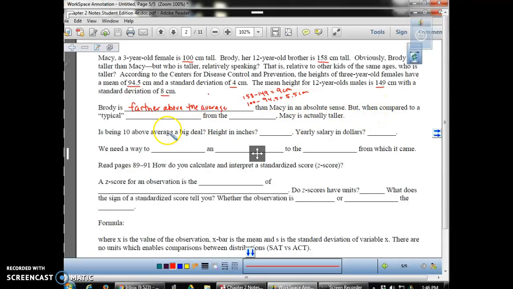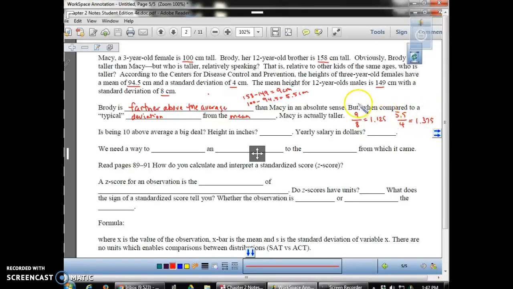But when compared to a typical deviation from the mean, Macy is actually taller. So let me show you what I mean. If I take the 9 centimeters, the difference between his height and the average height, over the standard deviation of 8 centimeters for 12-year-old boys, we get 1.125. Whereas Macy is 5.5 centimeters, and 1 standard deviation for girls is 4 centimeters. And that gives us 1.375.